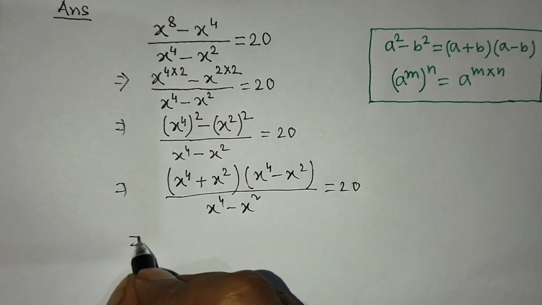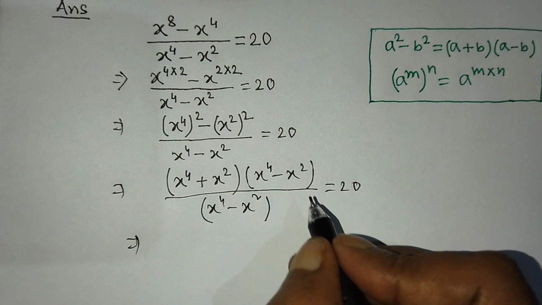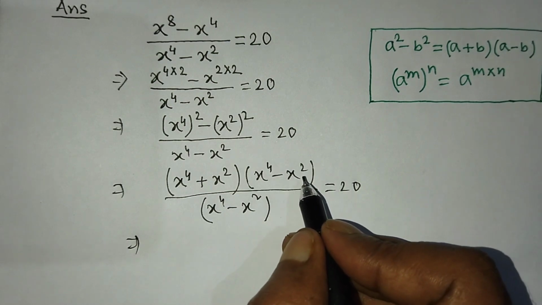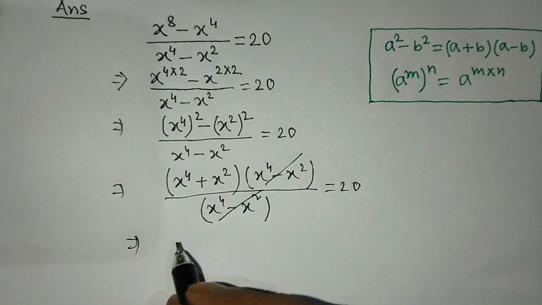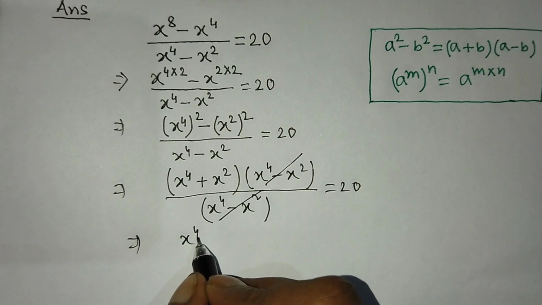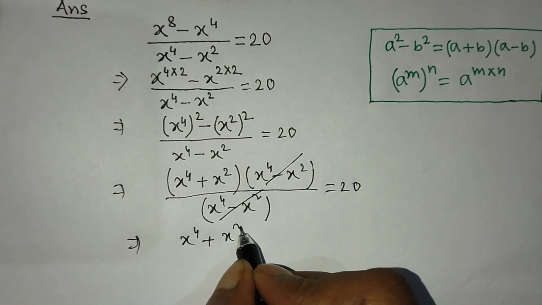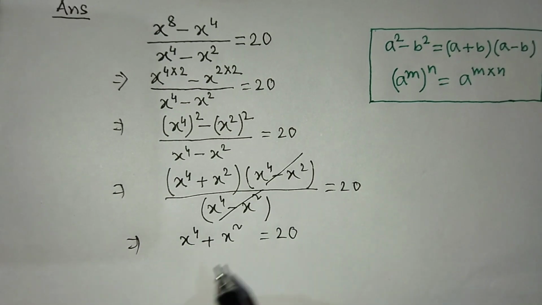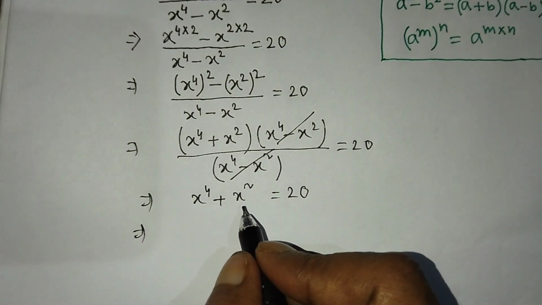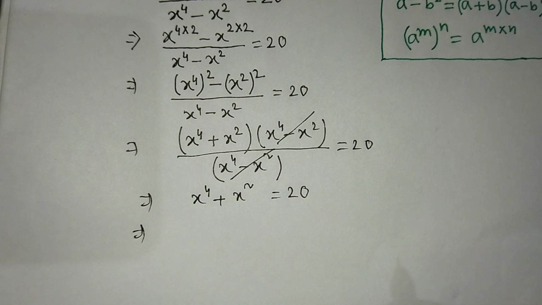So student, from numerator and denominator we have to cancel x to the power 4 minus x square, okay student. So on the left hand side we have to write x to the power 4 plus x square is equal to 20. So student, this equation we have to convert in the form of quadratic equation.